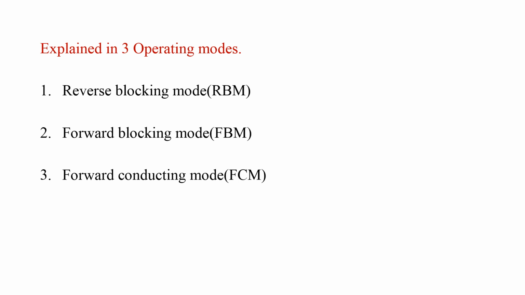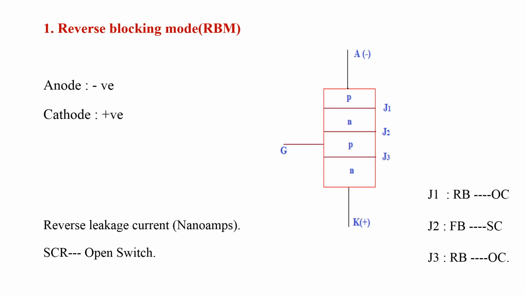Coming to working of SCR, the working of SCR can be explained in 3 operating modes. The first one is the reverse blocking mode, the second one is the forward blocking mode, and the third one is the forward conducting mode. Now we are going to discuss the behavior of SCR in these 3 operating modes. The concept is very simple. Coming to the first operating mode, that is reverse blocking mode.